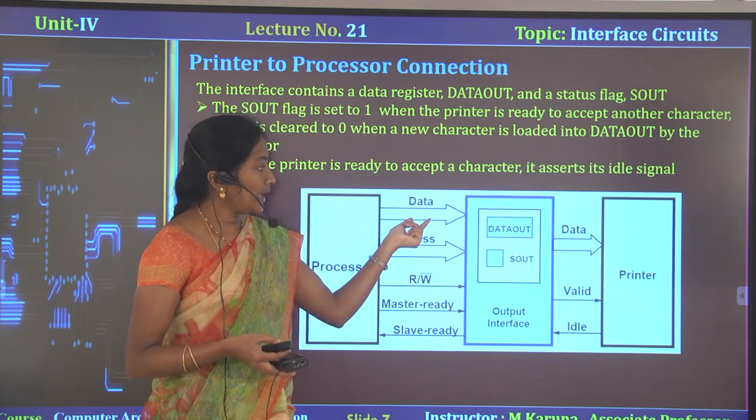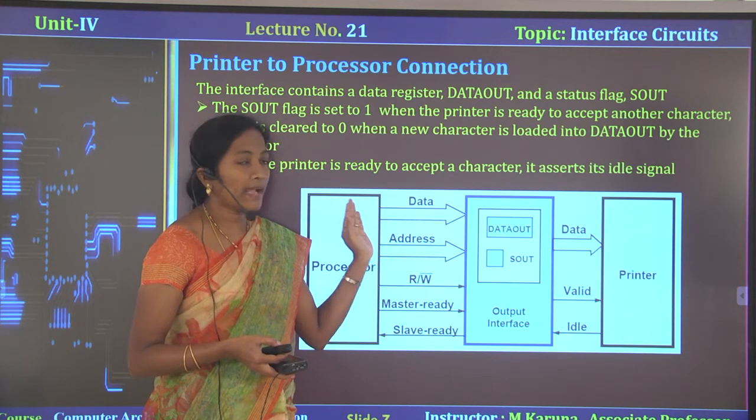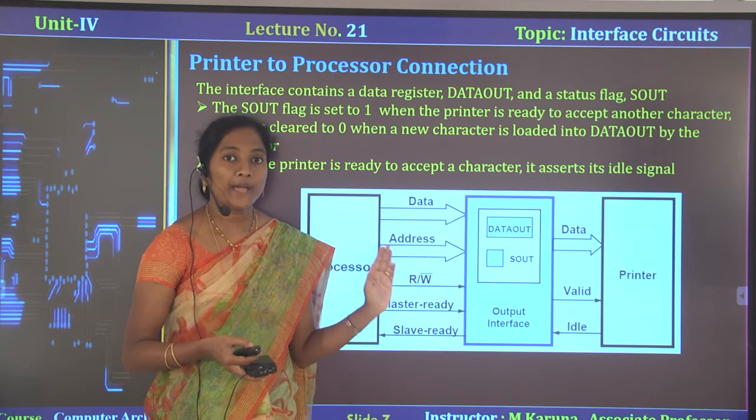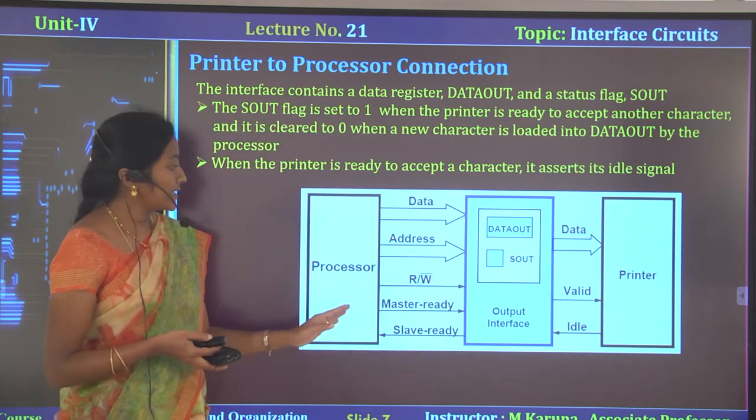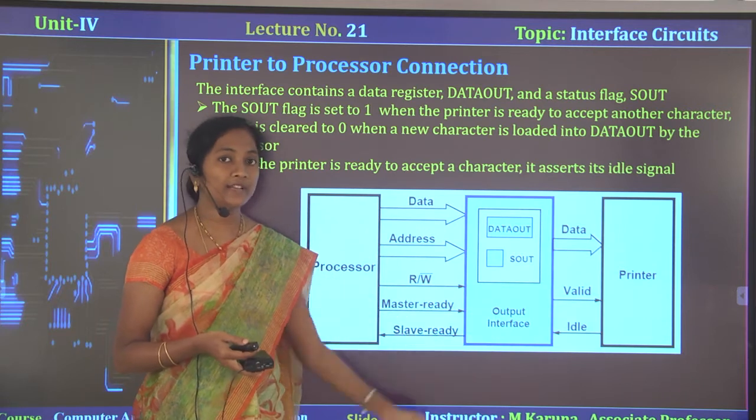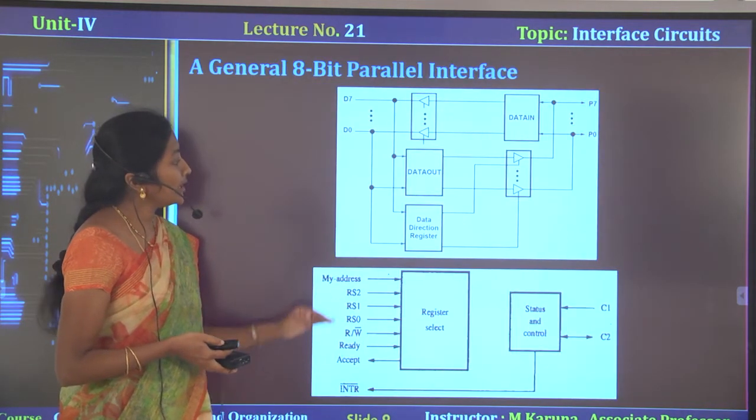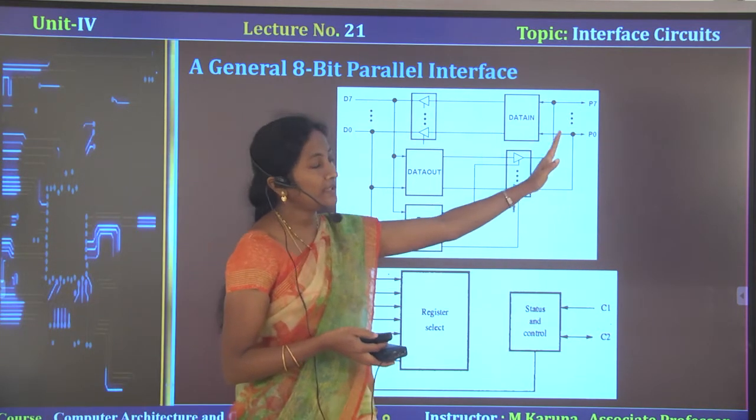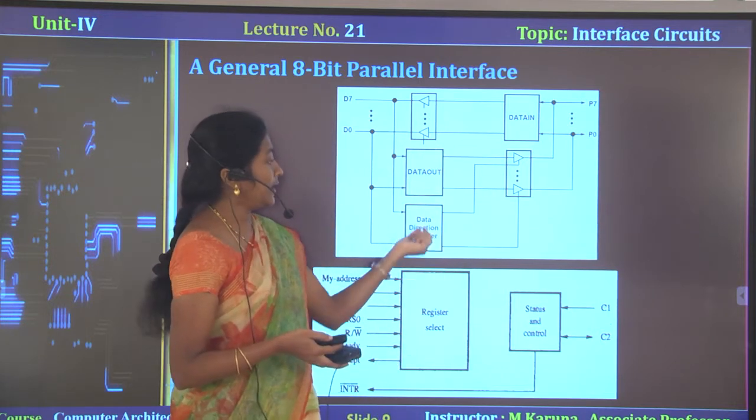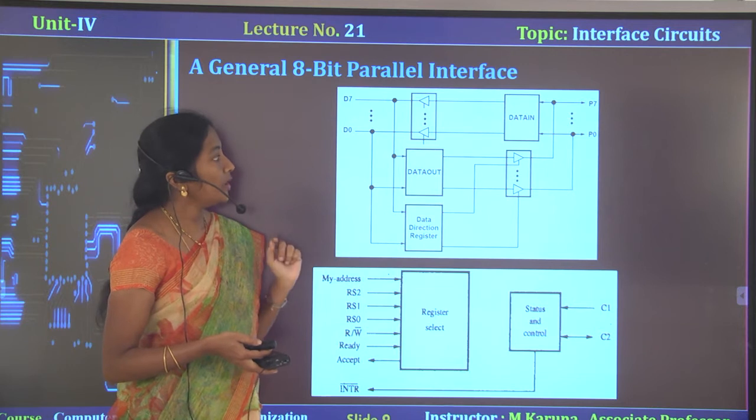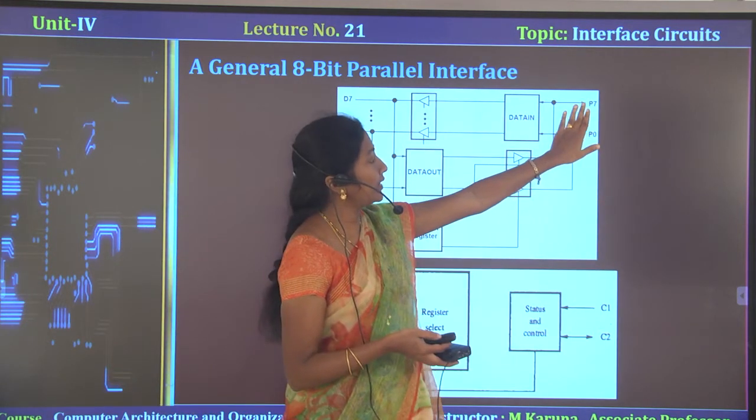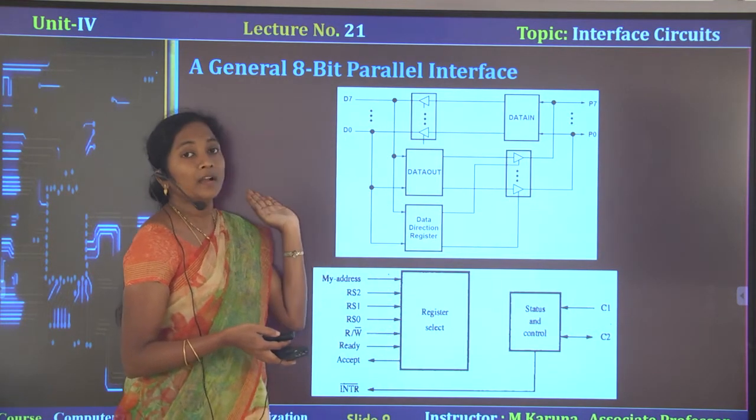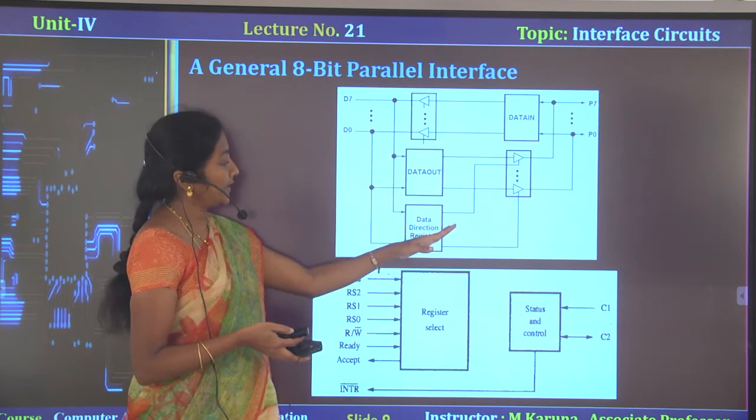Because data lines D0 to D7 will carry the 8 bits at a time, this kind of operation is known as parallel transmission. So we can say this interface circuit is known as a parallel interface circuit. Let us see the combination of both input and output diagram. Here data lines are used to transmit the data in or out, decided by the data direction register. P0 to P7 lines are connected from IO devices. D0 to D7 lines are connected between processor and interface circuit.